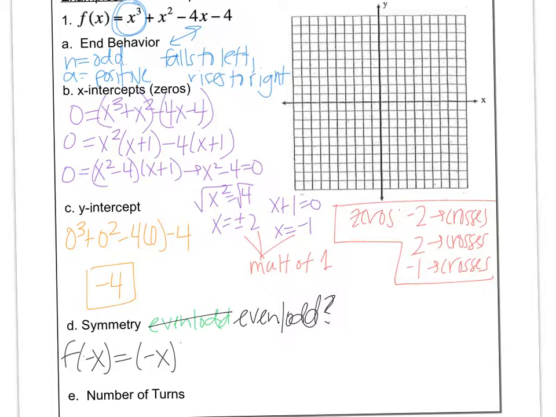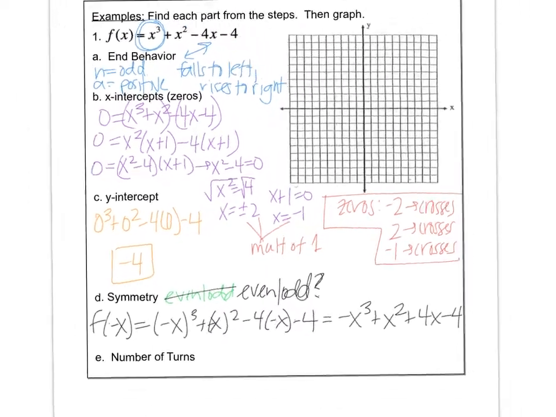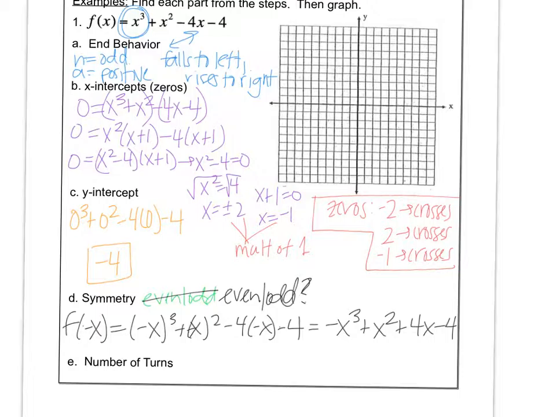So I'm plugging negative x into that original equation and seeing what happens to the signs. That's really what you're checking for. So I get negative x cubed. That's going to become negative. This is just going to stay plus x squared plus 4x minus 4. What do you notice when you compare that to the original? Did everything change? Some things changed, some things didn't, so this is neither. When you have neither, that means there's no symmetry.